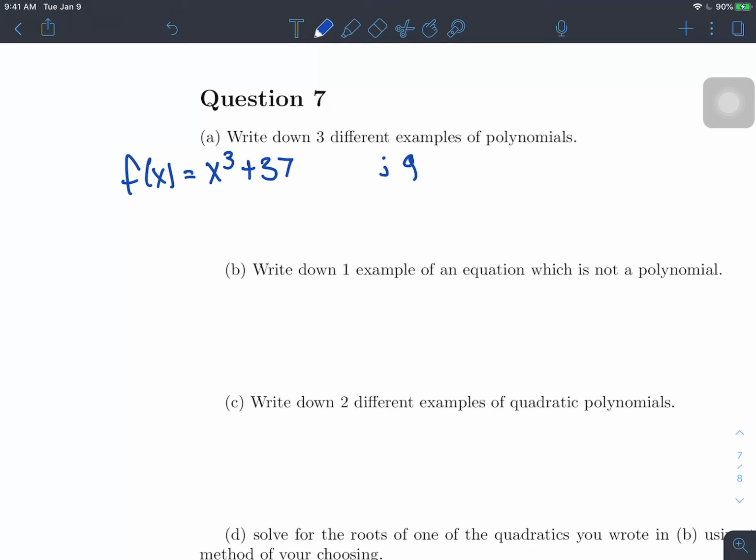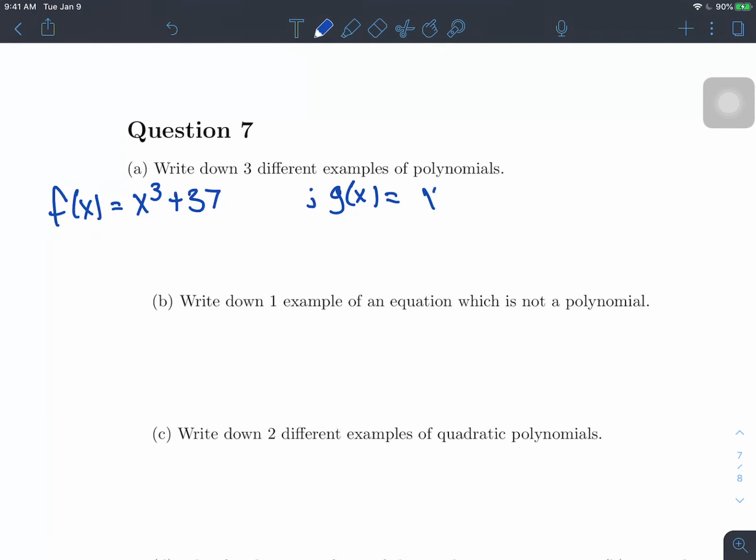Here's another one. How about g of x equals x to the power 100? How about h of x equals negative 10 x to the 4th plus x cubed minus x squared plus 2x minus 3. That could be a polynomial.